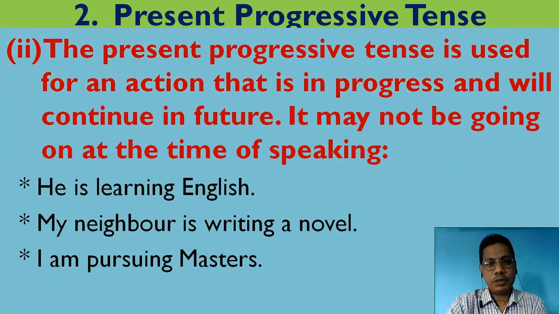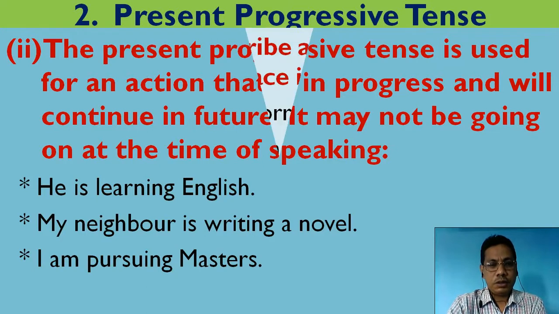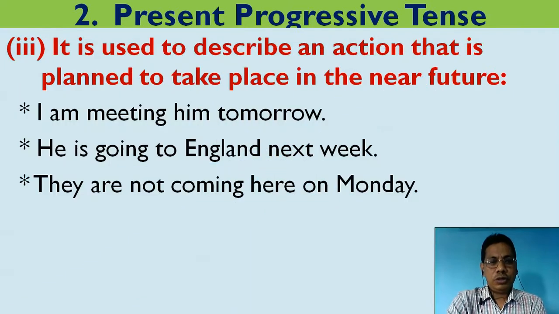Then the present progressive tense is used for an action that is in progress and will continue in future. It may not be going on at the time of speaking, like he is learning English. My neighbor is writing a novel. I am pursuing masters. It is also used to describe an action that is planned to take place in the near future. I am meeting him tomorrow. He is going to England next week. They are not coming here on Monday.